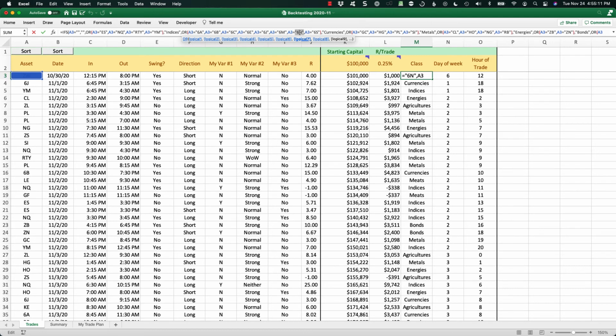So instead of 6N for the New Zealand dollar on TradingView, if you use TradeStation, it would be NZ. And so on with the Canadian dollar. So that is 6C in TradingView. It would be CD for the Canadian dollar.